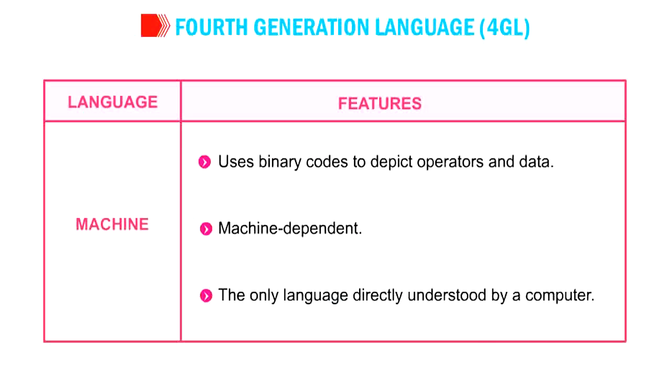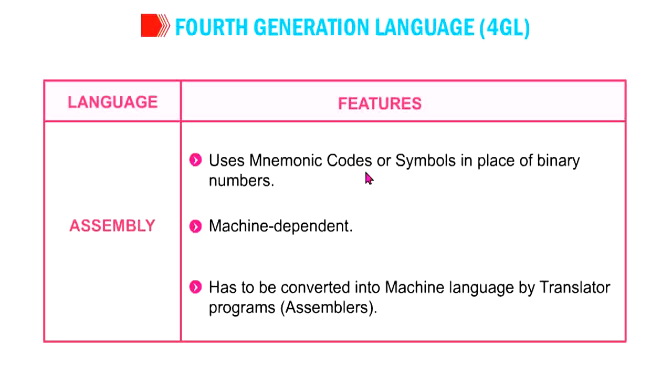Now we will compare languages. Machine language, what are the features? Uses binary codes, zeros and ones, to depict operators and data. Machine dependent, the only language directly understood by a computer. Assembly language, what are the features? Uses mnemonic codes or symbols in place of binary numbers. It is machine dependent. Has to be converted to machine language by a translator.